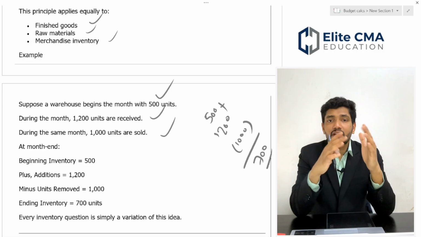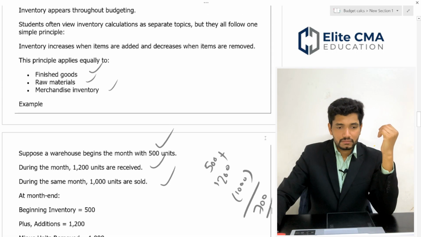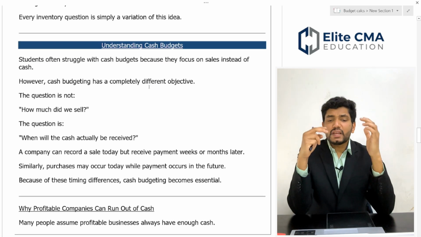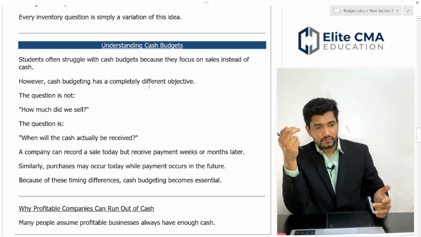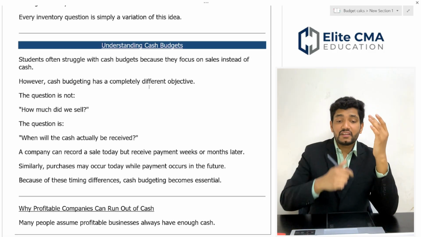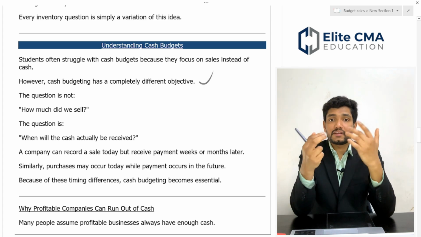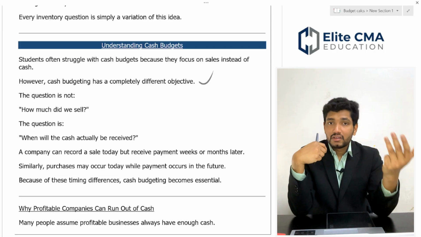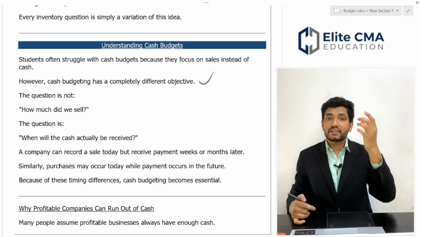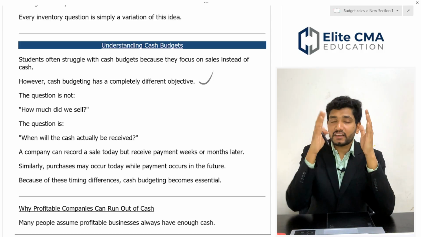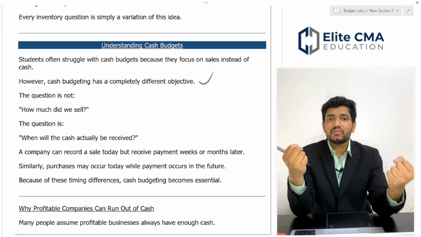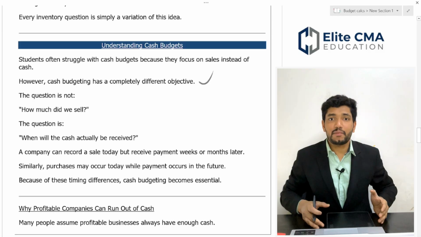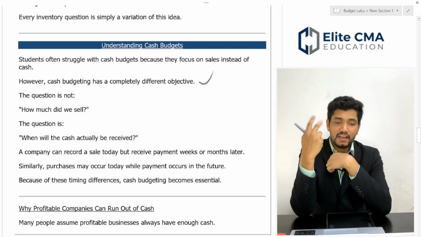Now let's move into cash budget. Cash budget is completely a different subject than the sales budget. Maybe some students will think that cash budget is the sales budget because the sales is generating the revenue. But when it comes to sales budget and cash budget, there are some key differences, because sales budget is to generate the revenue, but when it comes to cash budget, it's dependent on the cash collection and cash payment.